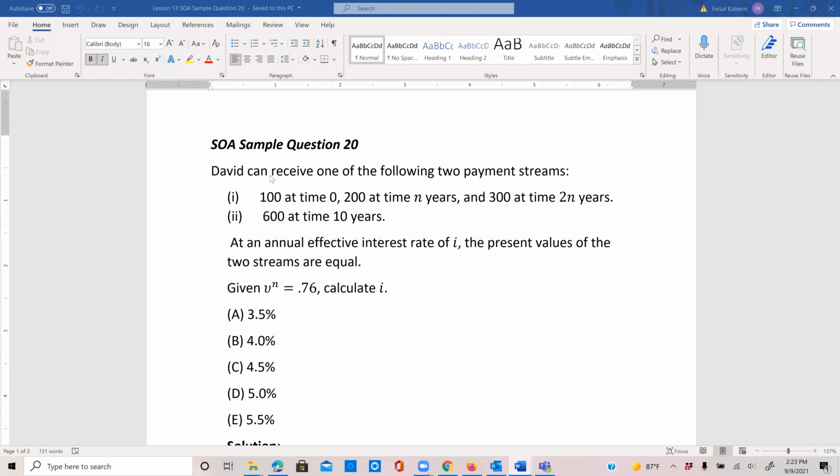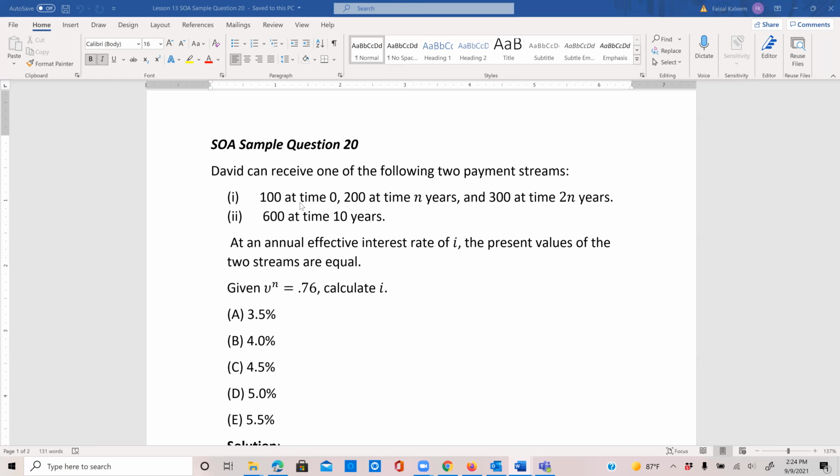David can receive one of the following two payment streams: 100 at time 0, 200 at time n years, and 300 at time 2n years, or 600 at time 10 years. At annual effective interest rate I, the present values of the two streams are equal. Given ν^n is equal to 0.76, calculate I.